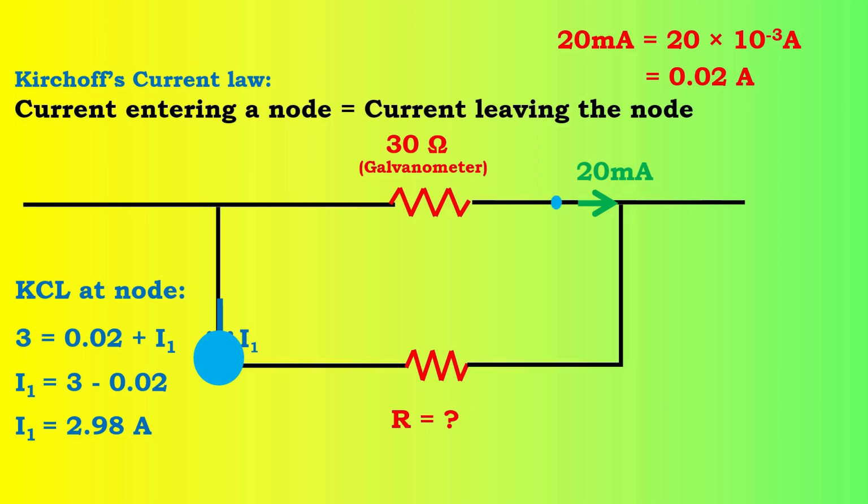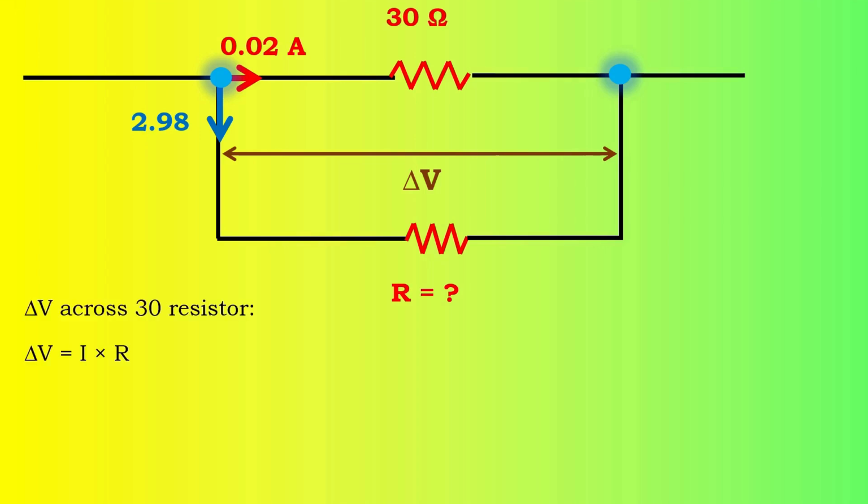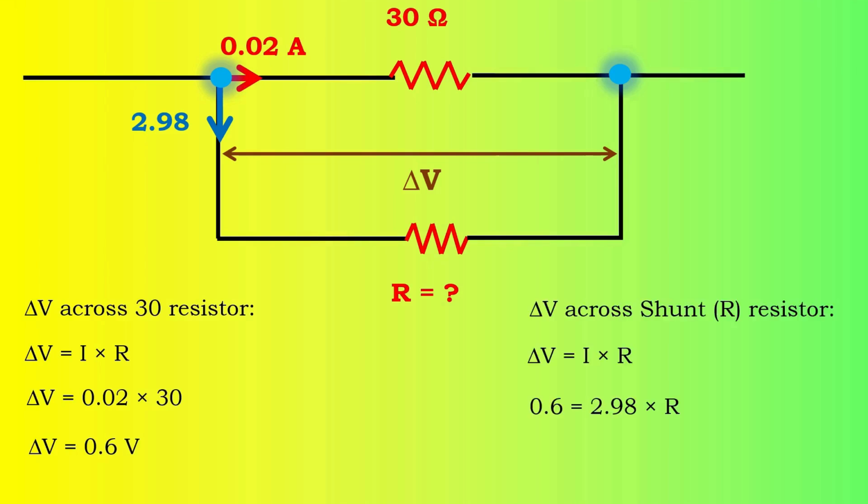That is why the shunt resistance must be very small. Lower resistance attracts larger current. Now focus on the galvanometer branch and the shunt branch. They are connected in parallel. And in a parallel connection, voltage across both branches is always the same. The galvanometer current is 0.02 ampere, and its resistance is 30 ohm. Using Ohm's law, voltage equals current into resistance. So, 0.02 into 30 gives 0.6 volt. That means the voltage across the shunt branch is also 0.6 volt.